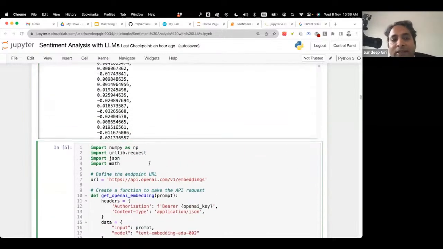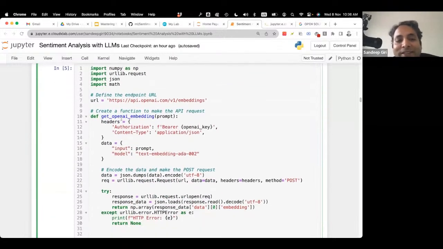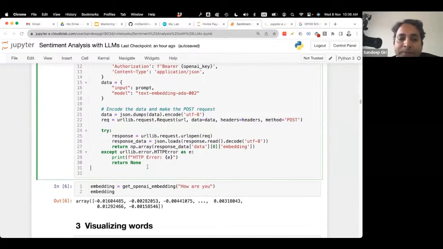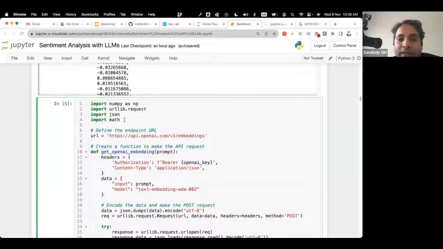Now here is my Python code, and interestingly, the first version of this code we wrote using ChatGPT itself. We asked ChatGPT, can you write code to generate embedding using OpenAI API, and it generated well. So here is the code. Those who are interested in the code, I'll just explain.